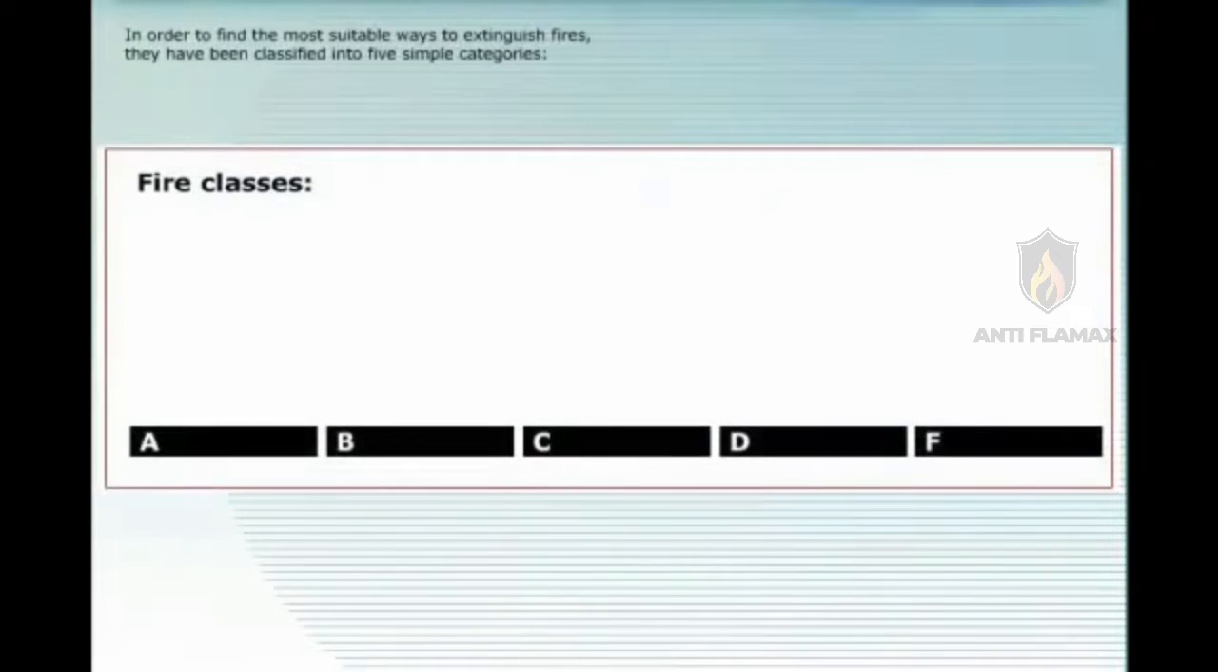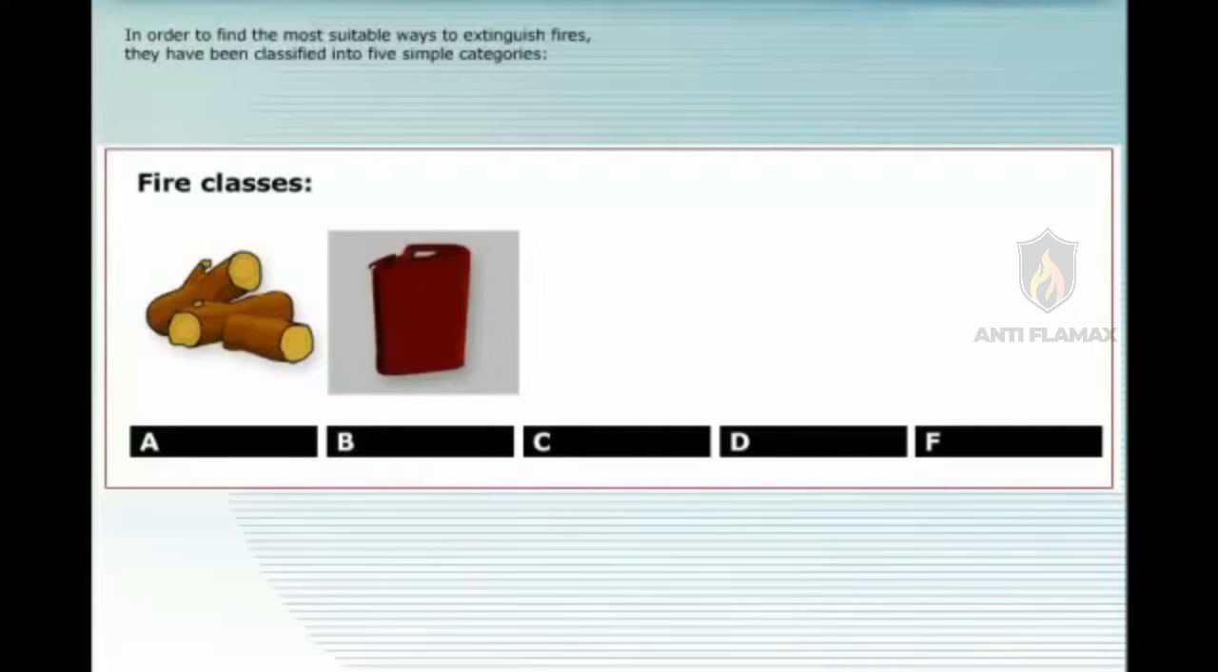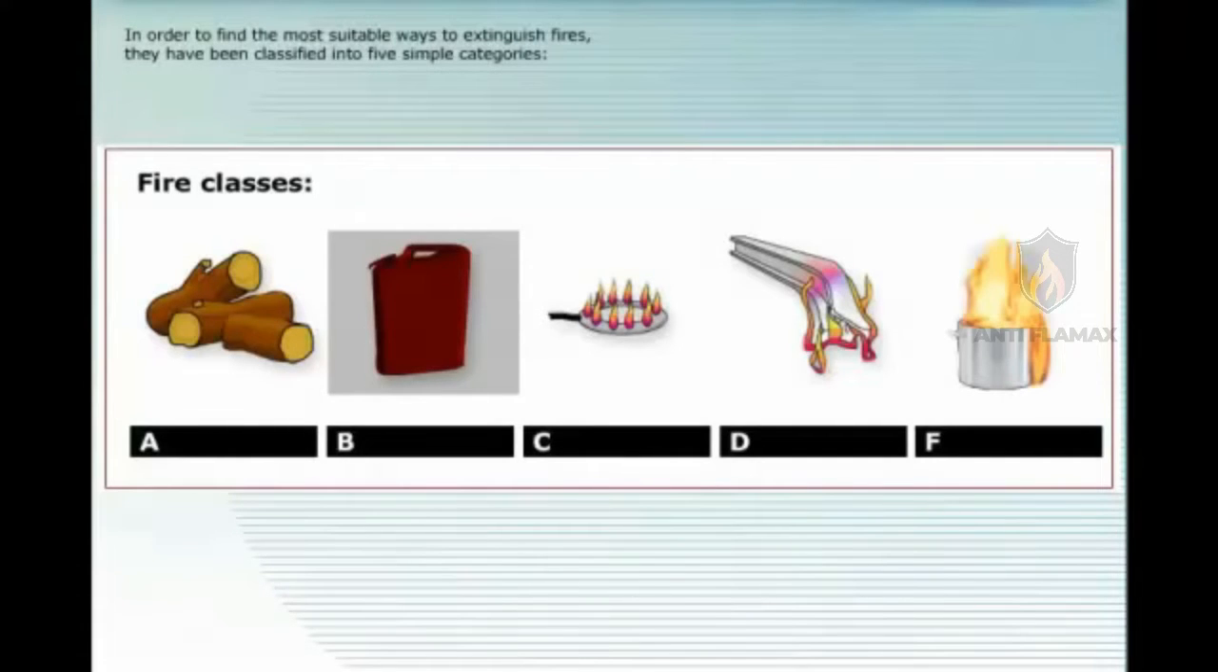In order to find the most suitable ways to extinguish fires, they have been classified into 5 simple categories. Class A for ordinary combustible materials such as wood, paper, clothes, etc. Class B for oil and other flammable liquids. Class C for gases. Class D for fires in metal. Class F, Class K in the US, for burning cooking oil.